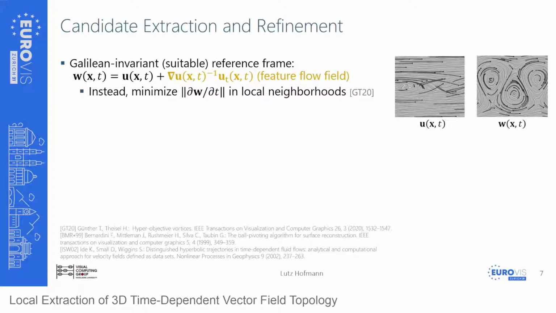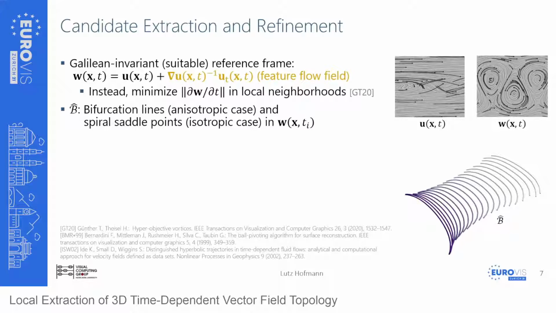For the candidate extraction, we compute a Galilean invariant frame of reference defined by the feature flow field, and we found that instead of directly computing the feature flow field, either by inverting the spatial Jacobian or by computing an eigenvector of the space-time Jacobian, it is numerically more stable to minimize a temporal derivative over all possible Galilean transformations in local neighborhoods, following the method proposed by Günther and Theisel. Having obtained these frames of reference, we extract bifurcation lines and saddle-type critical points at each time step of the dataset.